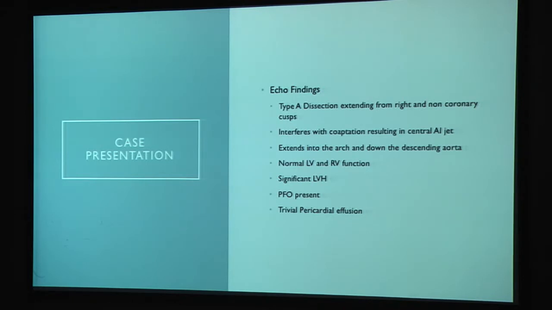So the initial echo findings by one of my colleagues were that this was a type A dissection extending from the right and non-coronary cusps. It had interfered with the coaptation, resulting in a central AI jet. The dissection extended all the way down into the descending aorta, below the diaphragm. Normal LV and RV function on exam prior to surgery. Significant left ventricular hypertrophy, which fits with the uncontrolled hypertension that this patient had. There was a PFO present, and then a trivial pericardial effusion.